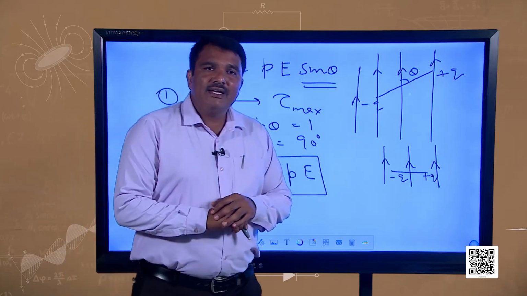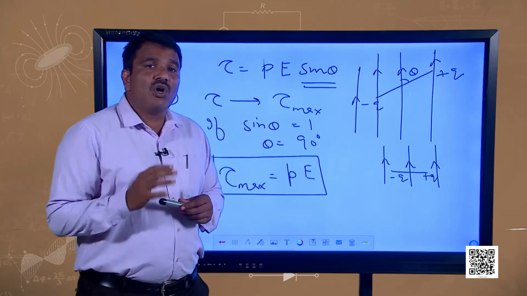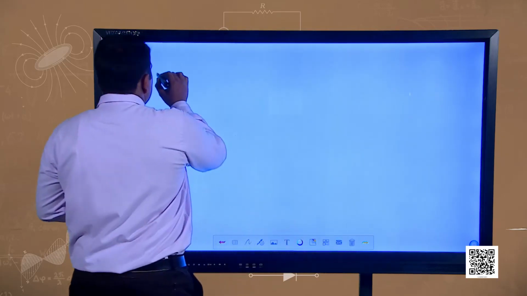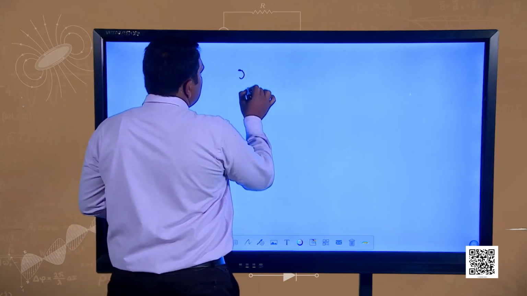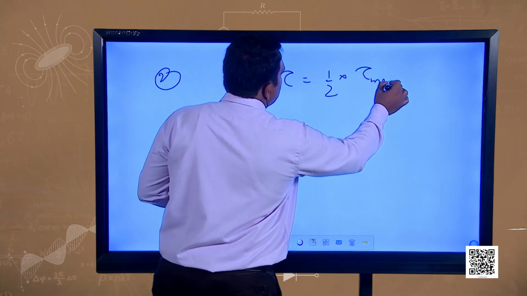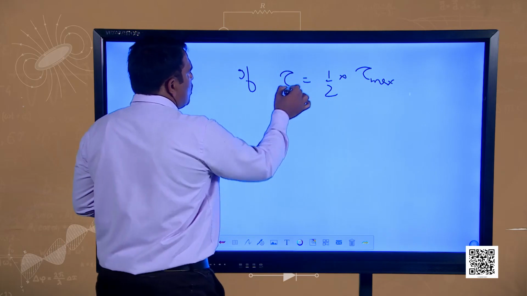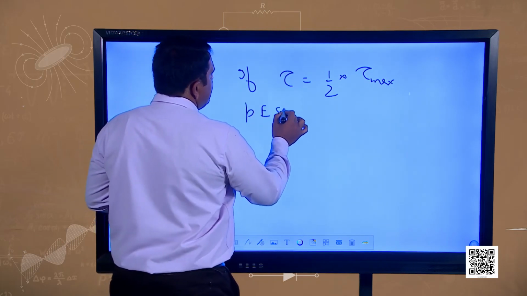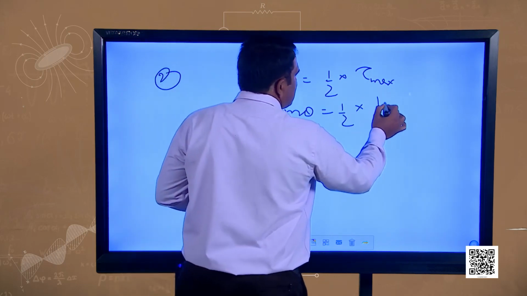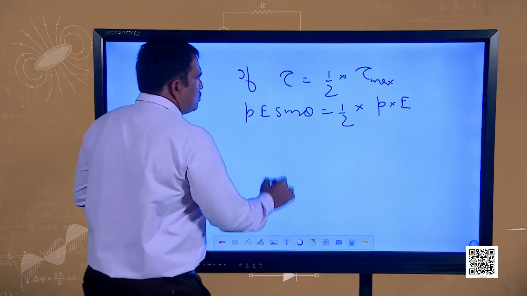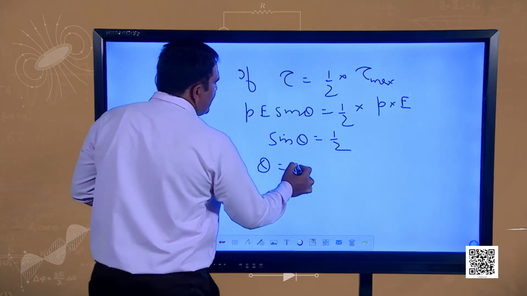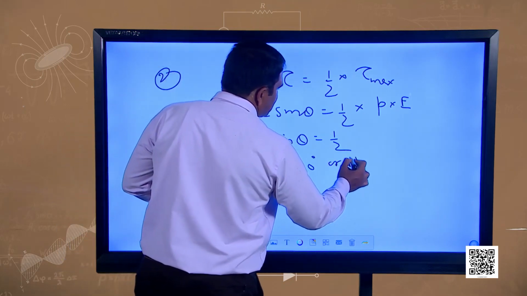Now, you have to find the orientation of the dipole when the torque acting on it is half the maximum value. Let us see. If torque acting on the dipole is equal to half of tau max, you know the formula for torque is PE sin theta, and maximum torque is PE. So, from here sin theta becomes 1 by 2, which happens when theta is 30 degrees or pi by 6 radian.